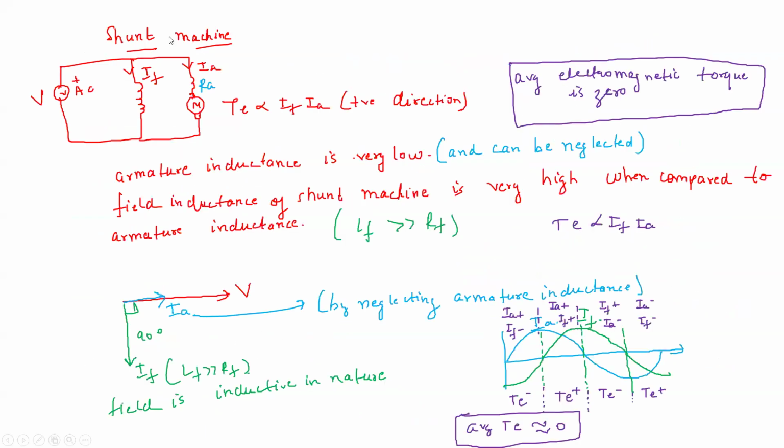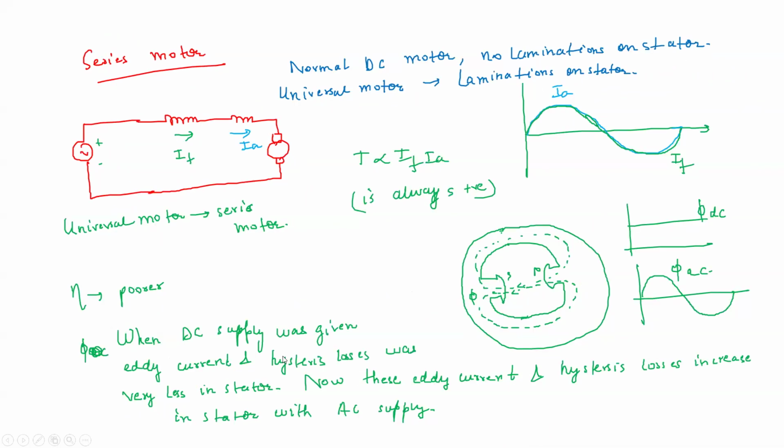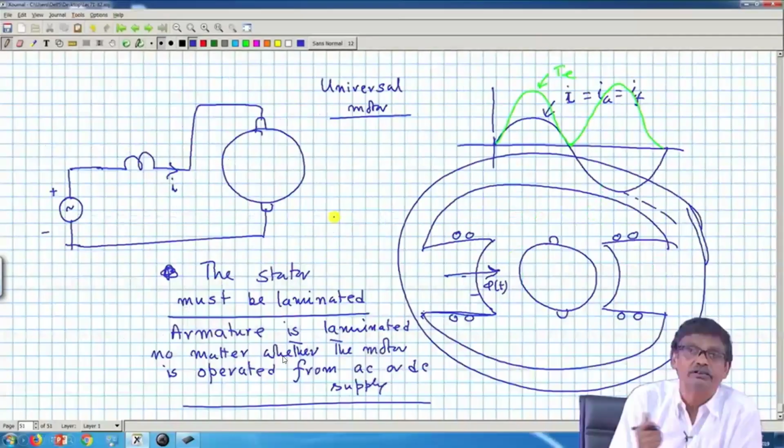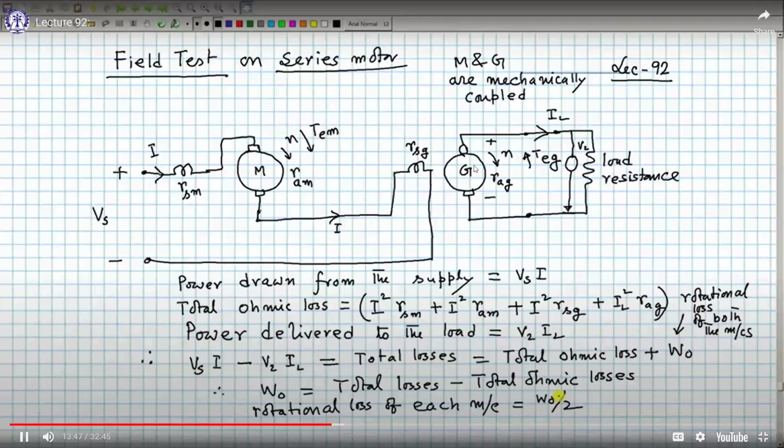And why can a shunt machine not be used as a universal motor? What is the problem? You can say that the average electromagnetic torque is 0. Now we will see the field test on the series motor.